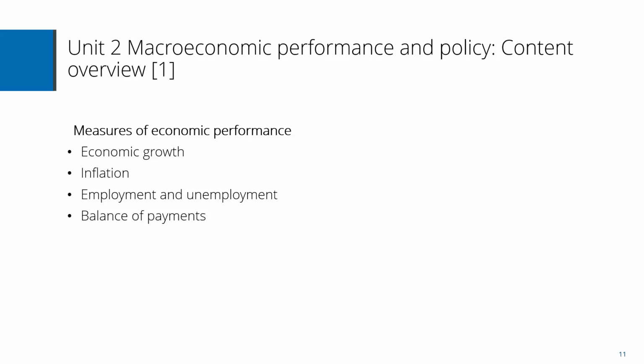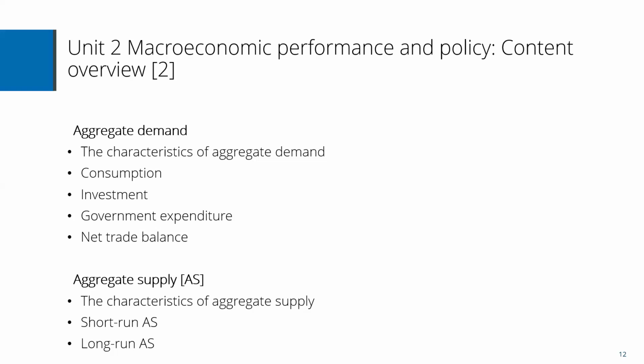Please note that national happiness and well-being are included in the section on economic growth. Then as we move on, we have aggregate demand and aggregate supply. Please note the savings ratio is included in the section on consumption. So under aggregate demand, in the second bullet point, consumption, the savings ratio is included in that part of the specification.